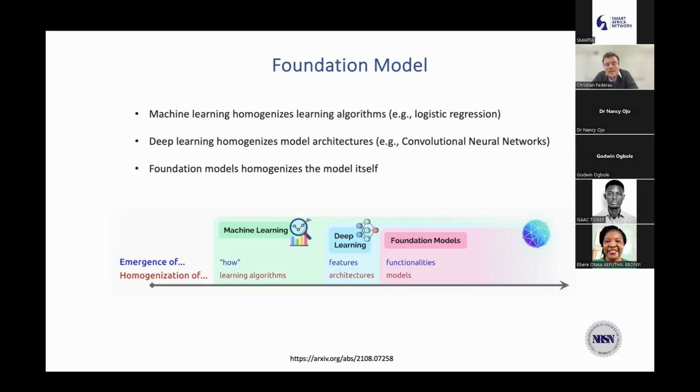And again, it's the next step. Machine learning before deep learning was homogenizing learning algorithms, like logistic regression, where you try to generalize the learning. Deep learning is the next step, where you try to homogenize the model architecture, the convolutional neural network, for example. And the next step, the foundation model, tries to homogenize the model itself. So you don't even have one model, but it actually learns to learn somehow.